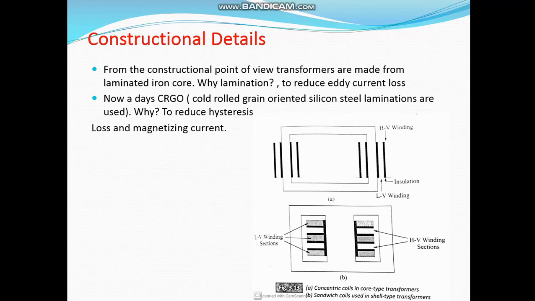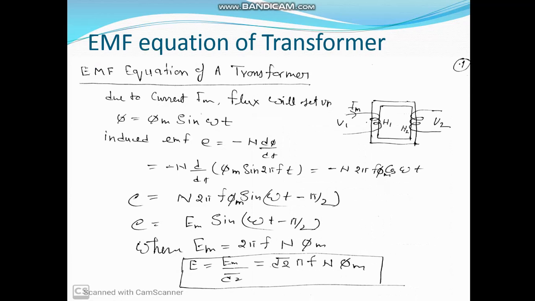And one important point is that this upper one, the core type transformer, is generally used for larger, higher rating transformers like the power transformer, whereas the lower one, the shell type transformer, is used for electronics or lower rating purposes.